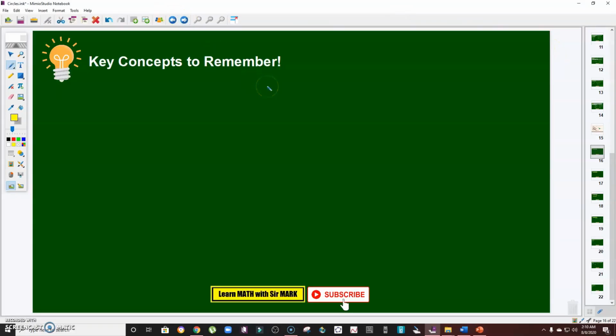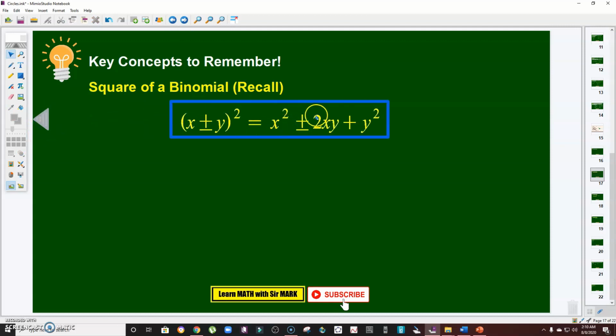Before we proceed, let's first unlock the difficulties by establishing the prerequisites of this lesson. The first one is how to square a binomial. At this point, it's expected that you have already mastered squaring a binomial, but in this case, let's review.